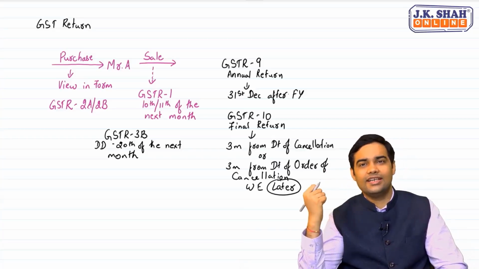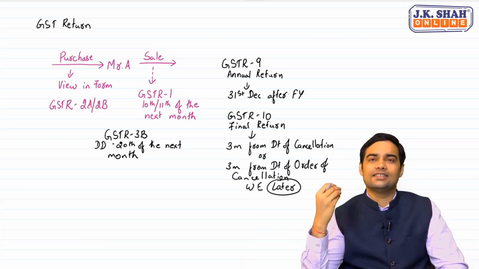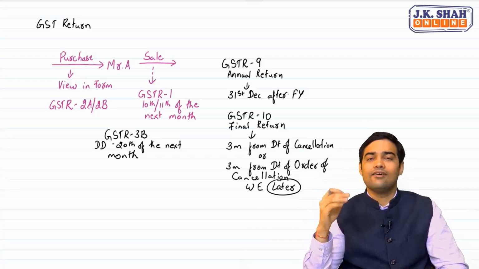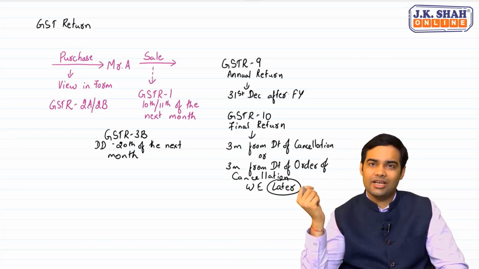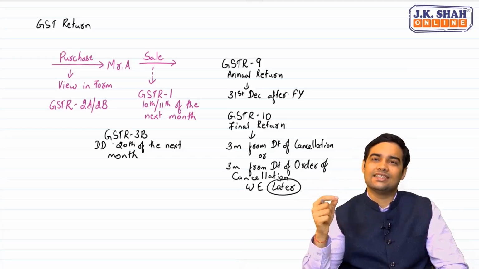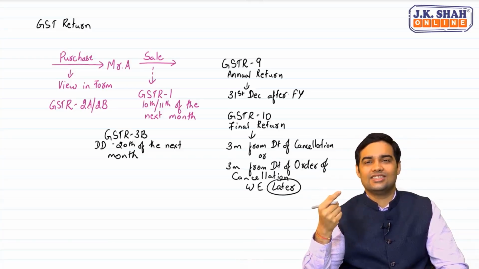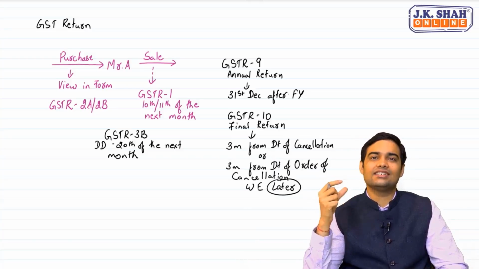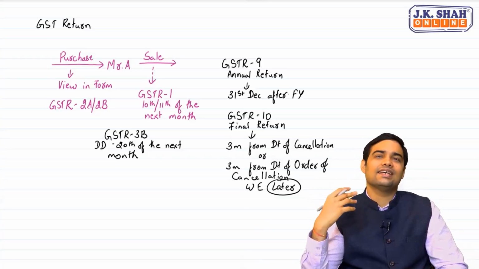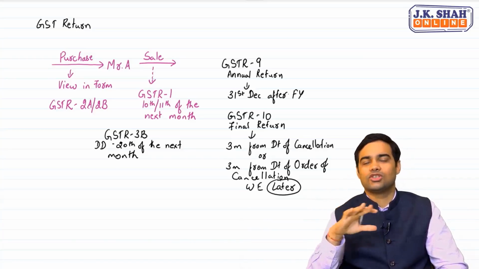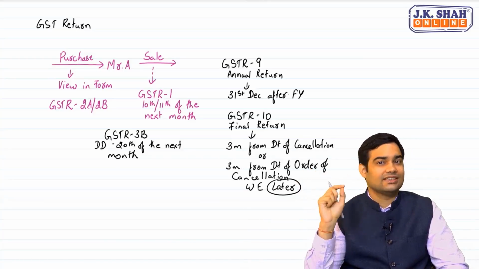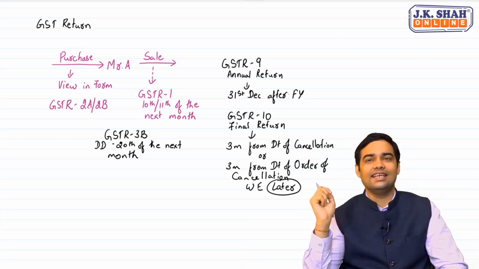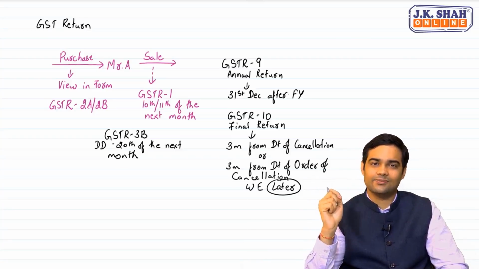And sir, what details do we give in this? Details of stock and reversal of ITC, because whenever a registered person is becoming an unregistered person, he is required to discharge tax, reverse ITC, and balance ITC if any in his books of accounts will lapse. That's what we discussed while discussing cancellation of registration.